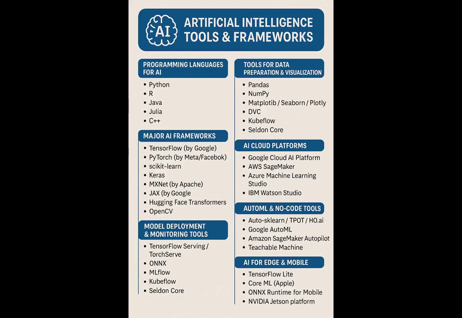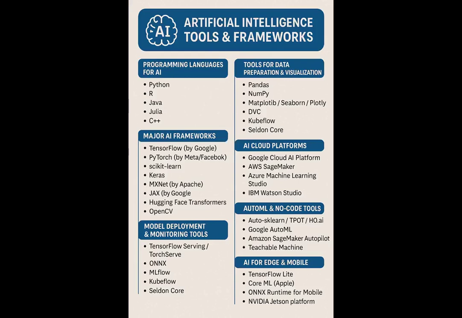2. Programming languages for AI. Python, most popular due to simplicity and rich ecosystem, with TensorFlow, PyTorch, scikit-learn. R, used in statistical modeling and data analysis. Java, enterprise-level applications, used with libraries like Deeplearning4J. Julia, emerging for high-performance numerical computing in AI. C++, performance-intensive AI applications like game engines or embedded systems.